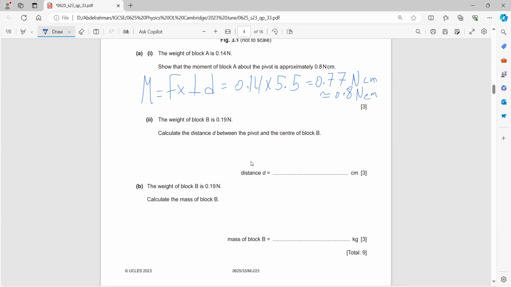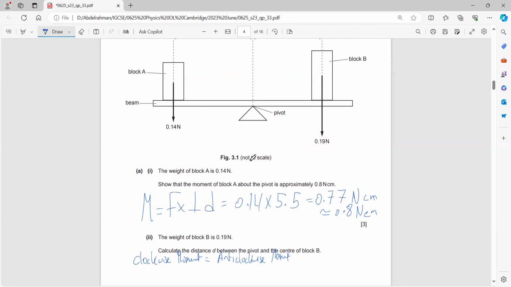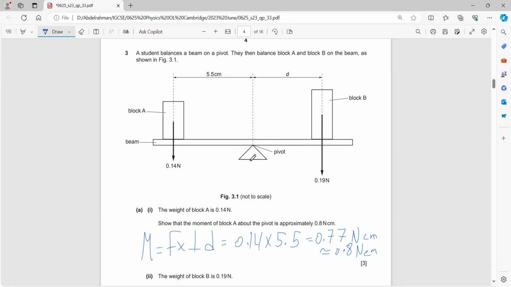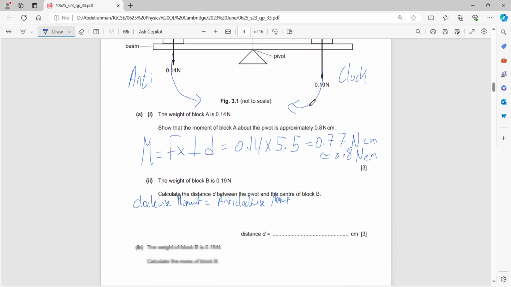What do we know? Clockwise moment equals anti-clockwise moment. Which of these forces creates a clockwise moment? Is this clockwise, or is this clockwise? No, 0.19. This is clockwise, and the other one is the anti-clockwise moment. So the clockwise moment is 0.19 times distance. We do not know the distance.